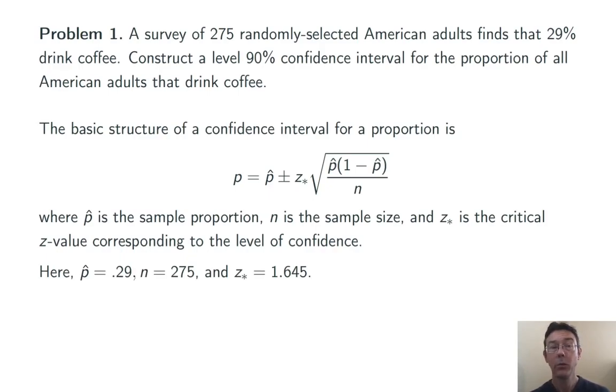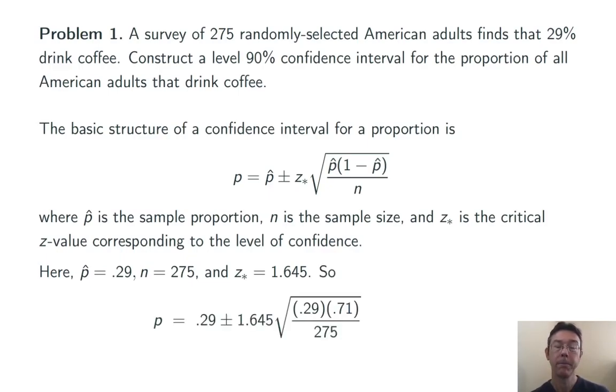In this case, we're given that p hat is 29%, n, the sample size, is 275, and that z star is 1.645. That's the critical z-score corresponding to a level 90% confidence interval. And we can get that using technology or a table of values, for instance. Plugging in all those values, we get that p can be estimated as 0.29 plus or minus 0.045.